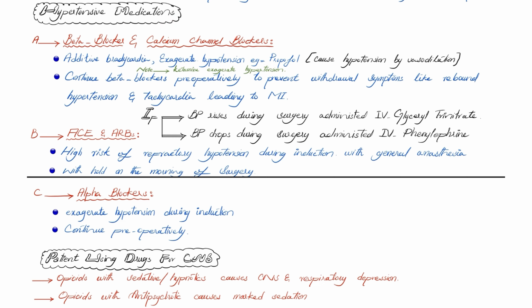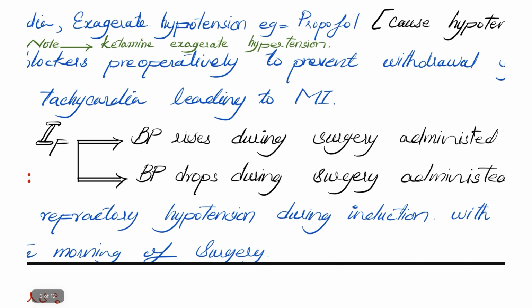If a patient is taking a beta blocker and a calcium channel blocker, then there will be additive bradycardia and exaggerated hypotension when combined with propofol. Why? Because propofol causes hypotension by vasodilation. And when beta blockers or calcium channel blockers are combined with ketamine, it exaggerates the hypertension.